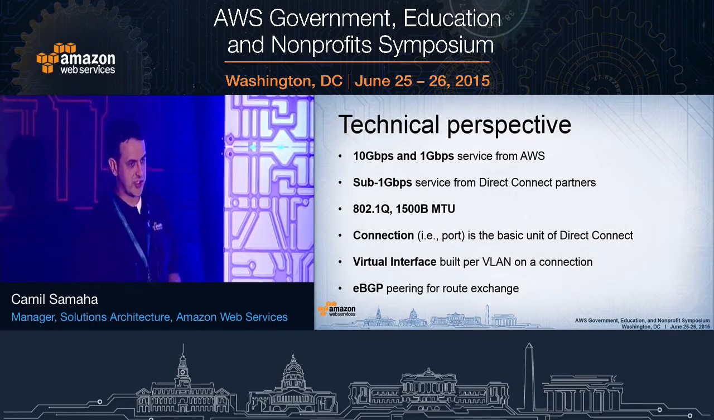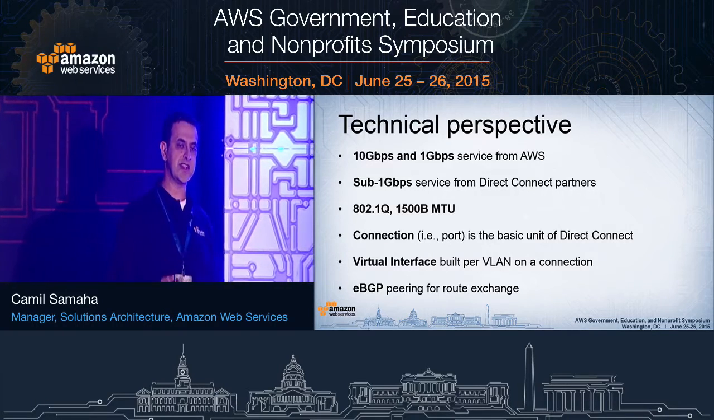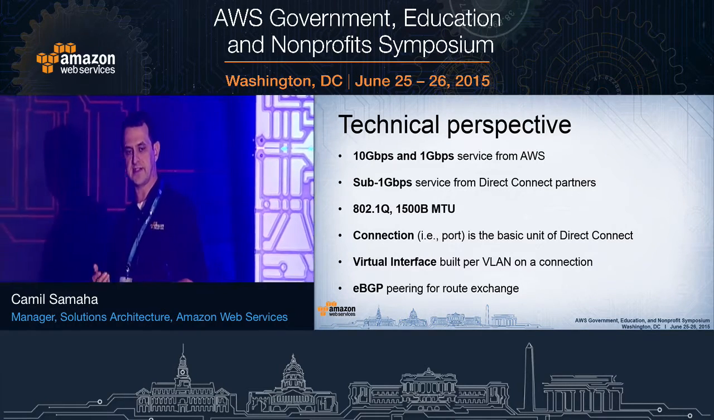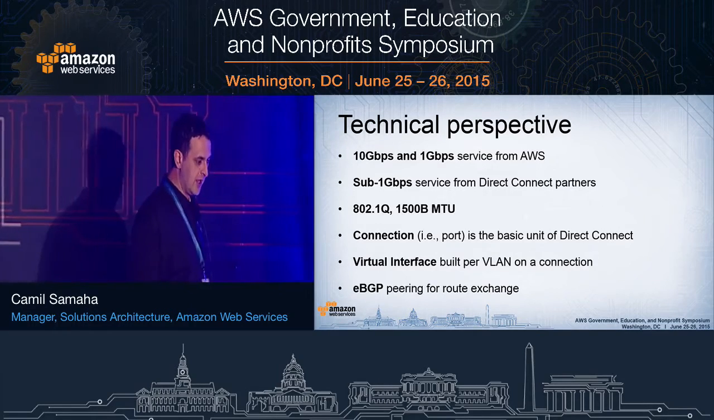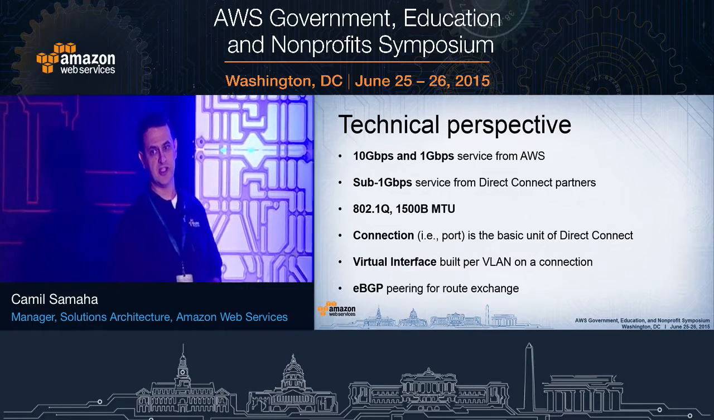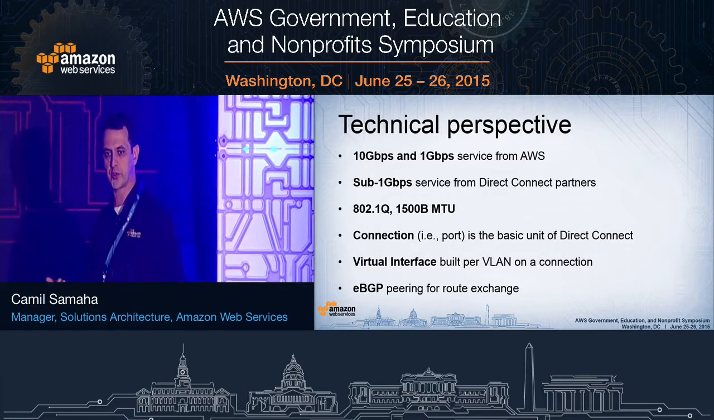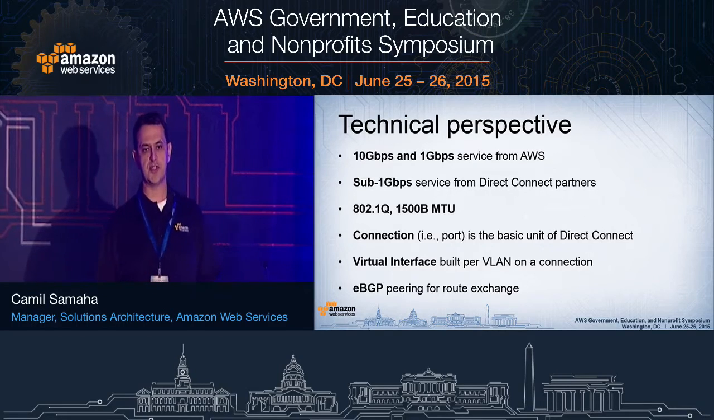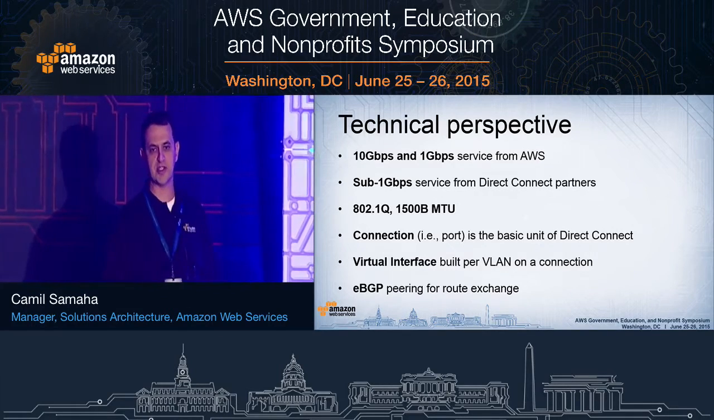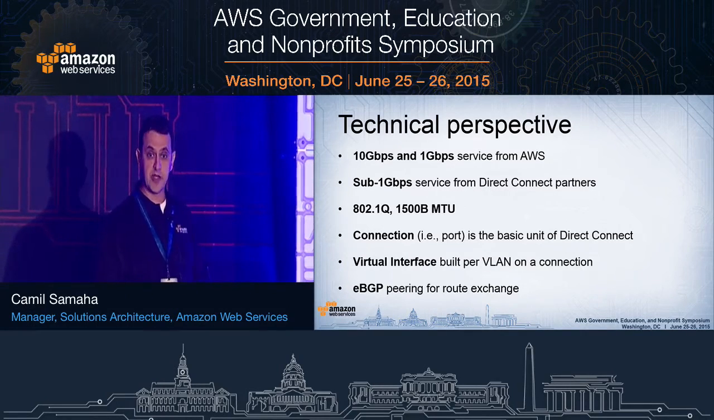On that physical port, you are able to leverage 802.1q and assign different virtual interfaces identified with different VLAN IDs. And those virtual interfaces can, if they are private, and I'll get into the details of that, give you connectivity into your different virtual private clouds, or VPCs, or you can specify a public interface which gives you access to the public endpoints in our AWS regions. And at the heart of it, we leverage BGP as a routing protocol.